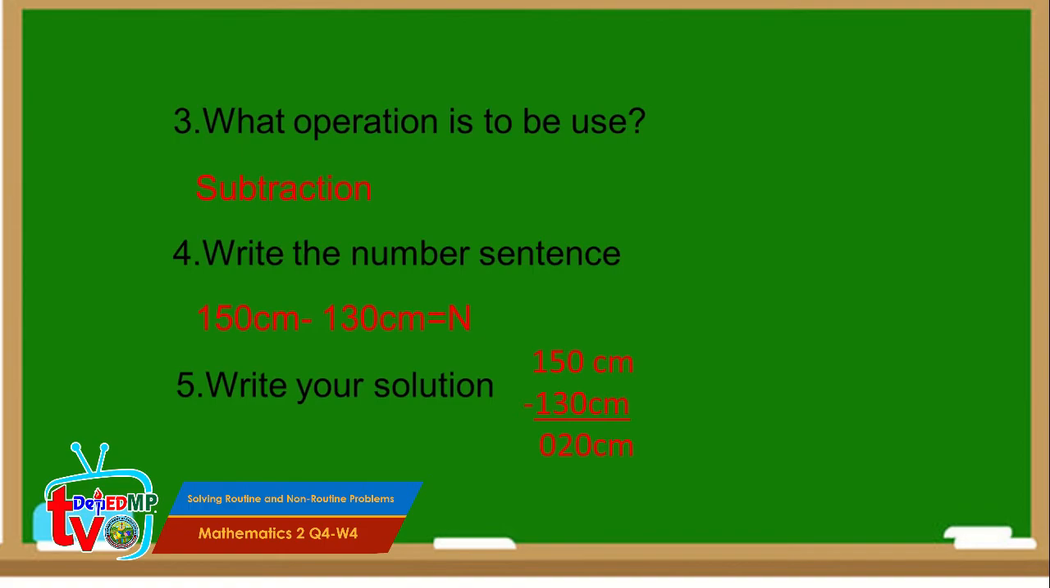How did you get your answer? You must have begun subtracting from the ones, then the tens, then the hundreds. So 0 minus 0 equals 0. 5 minus 3 equals 2. And 1 minus 1 equals 0. Then write the unit, which is centimeter. Did you get 5 out of 5? Great! Then let's move on to another problem.